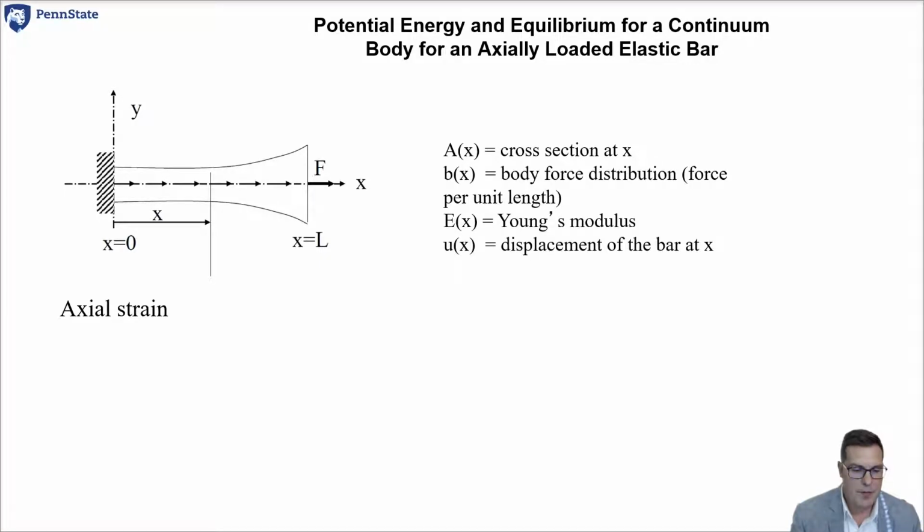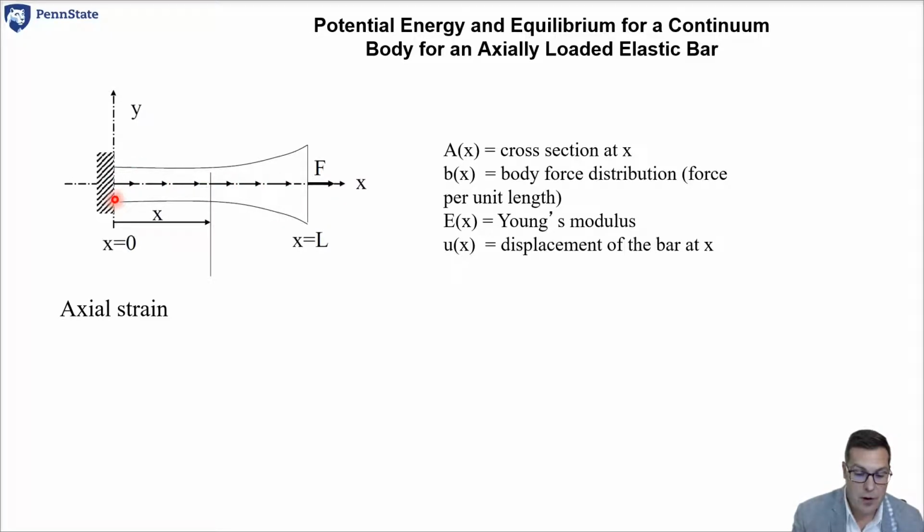So here we're talking about the potential energy and equilibrium for a continuum body for an axially loaded elastic bar. And so you can see the picture here. We have a constraint here, and what we're doing is we're pulling on this bar on the end, x equals L, with F. Notice that this bar does not have a uniform cross section. It can change as x grows.